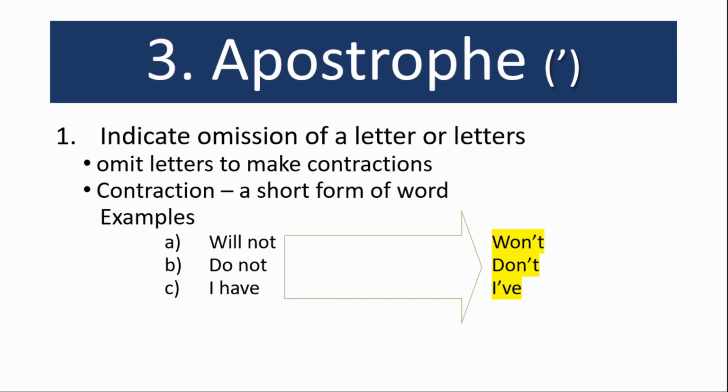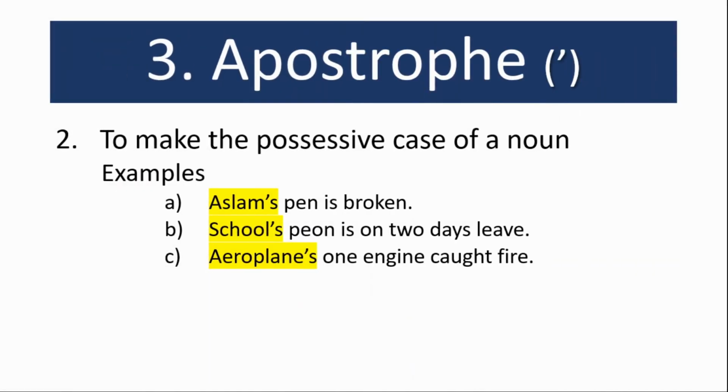The apostrophe is used to make the possessive case of a noun, as in, Aslam's pen is broken. School's peon is on 2 days' leave. Aeroplane's one engine caught fire.